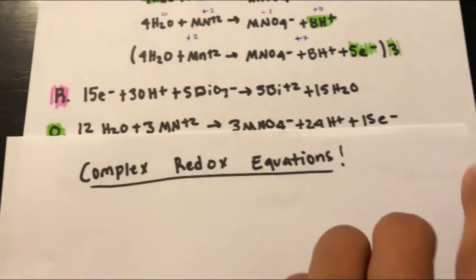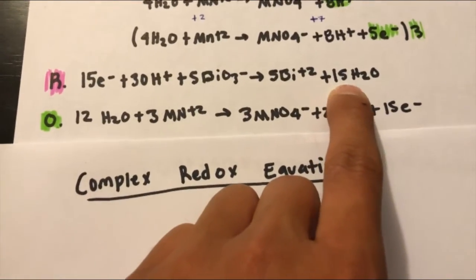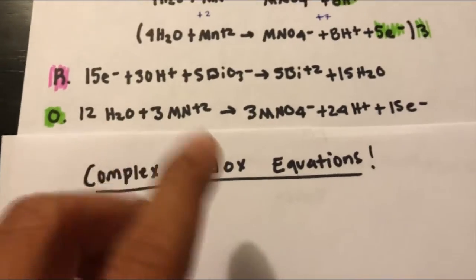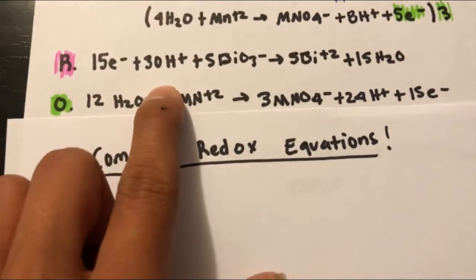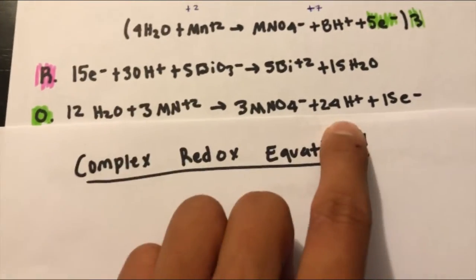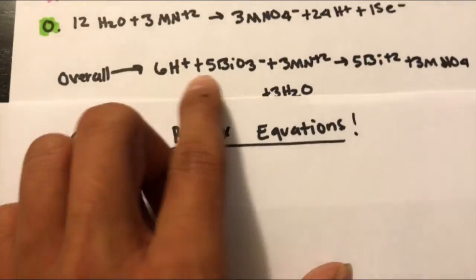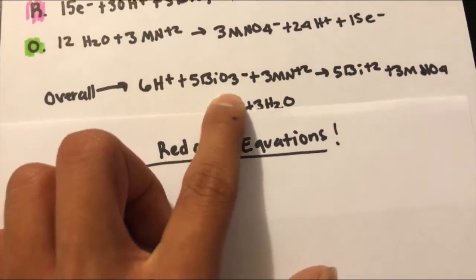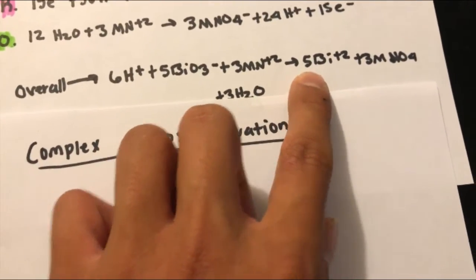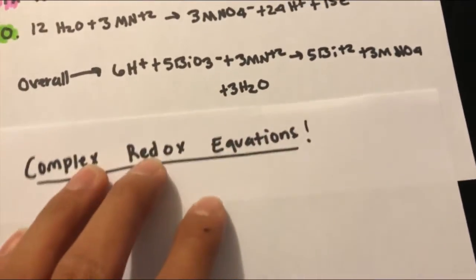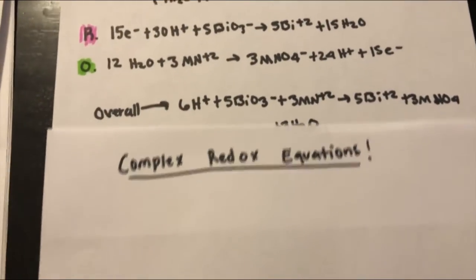So you get 15E minus, 15E minus, that cancels out. Then you want to cancel your H2Os. So you got 15 H2O and 12 H2O, which makes 3 H2O. And then we have our H pluses, 30H plus minus 24H plus. And for our final equation, we should have 6H plus 5BiO3 minus plus 3Mn plus 2 makes 5Bi plus 2 plus 3MnO4 minus plus 3H2O. And that goes over the complex redox equations.